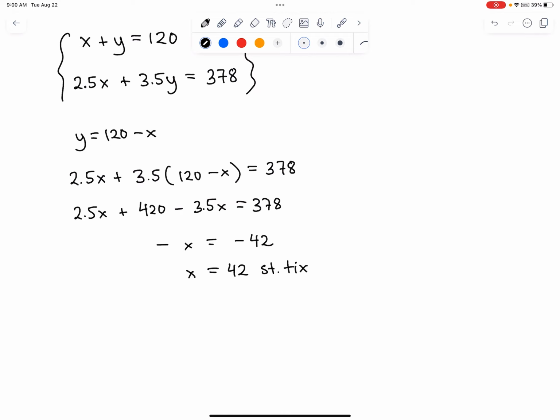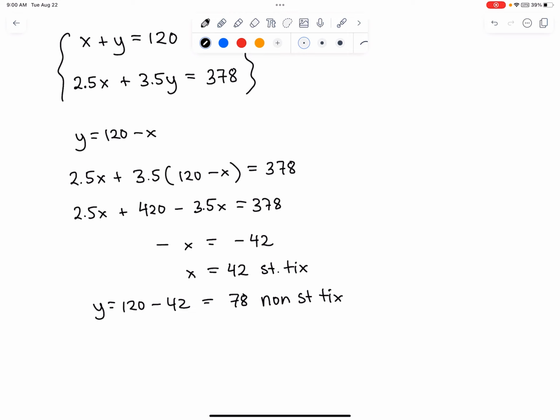Now, once we know one of the two unknowns, we can find the other by substituting x equals 42 into either of the equations, the ticket equation or the revenue equation. It doesn't really matter. I'll substitute it, or you can also substitute into this expression right here, which is what I'll do. And we get y, therefore, has to be equal to 120 minus the 42, and that gives us 78 non-student tickets. And we've resolved this task via substitution methods.